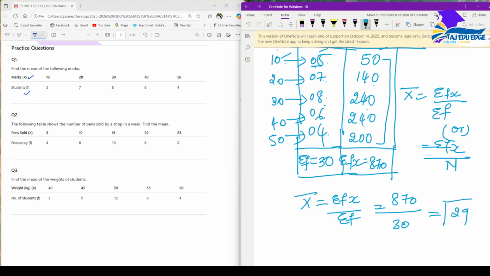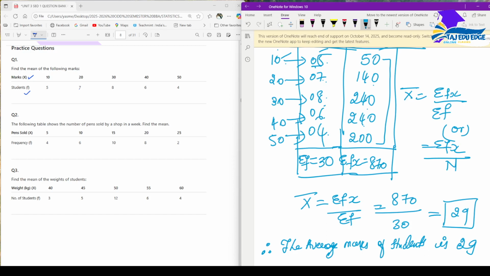So here we can write one sentence. Therefore the average marks of students is 29. So we have got the answer. This is how we calculate mean for discrete series. I hope that you have understood how to calculate mean for discrete series.